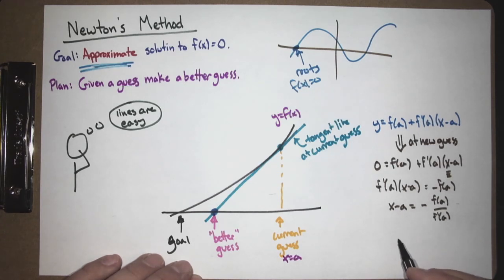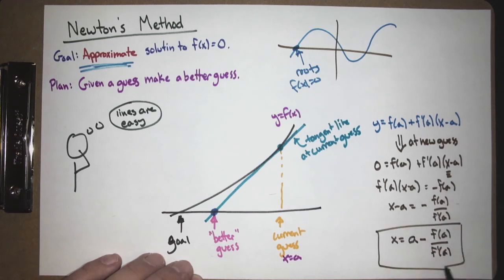And then you can add and say, aha, our new guess says take your old guess, subtract the ratio of the function at a divided by the derivative at a. So that's the idea. It's just we're taking the tangent line at our current guess and figuring out where it hits the axis, and that's our better guess. Now, that's a better guess, but it's not the answer. What can you do?